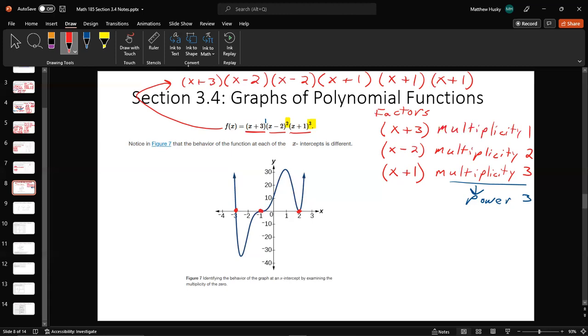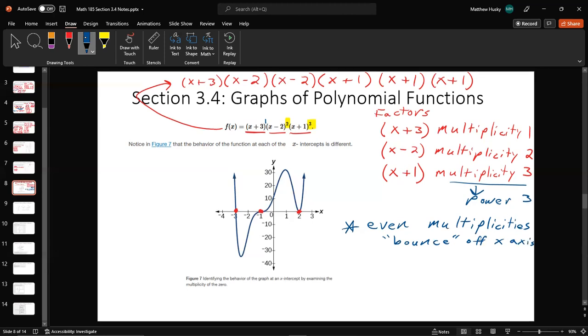Now, okay, so what? Big deal, we got multiplicities. What's the deal? Here is the takeaway. Here's the thing to know. Get ready for this. Even multiplicities, this is not the technical term, but they bounce off the x-axis.